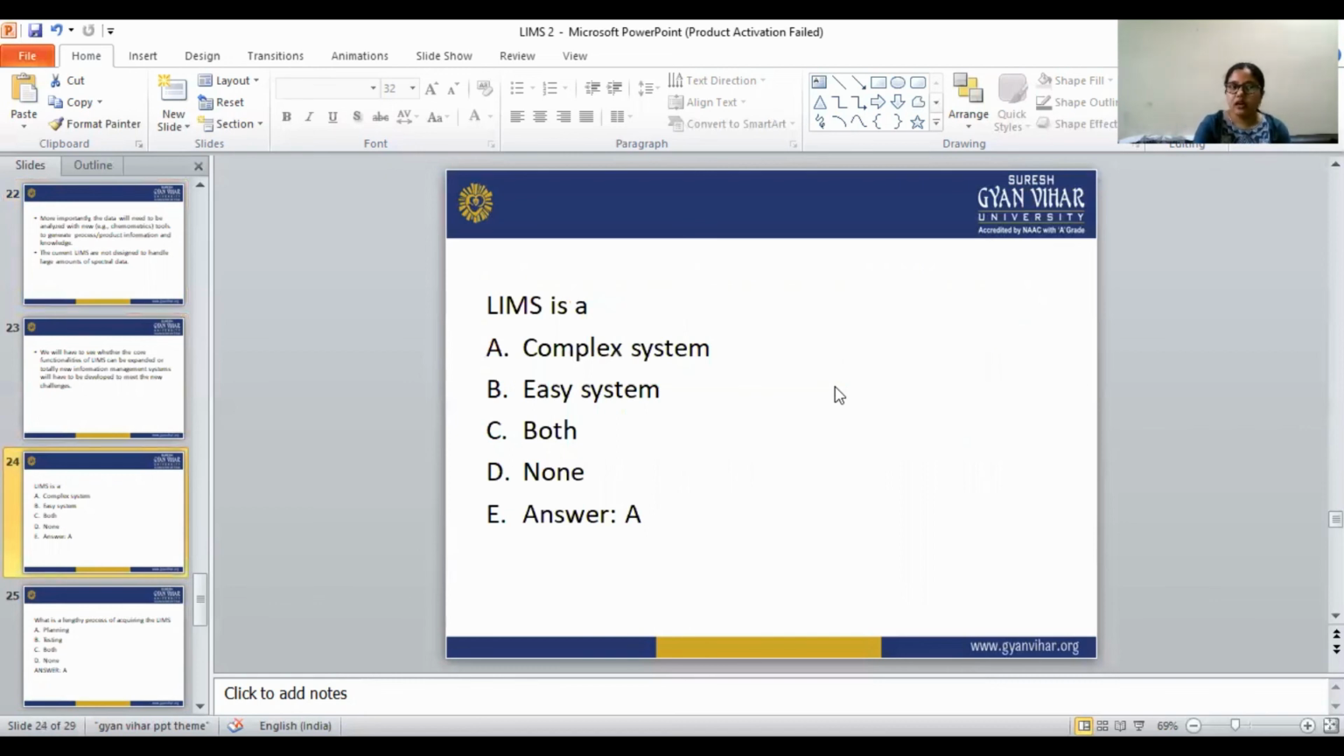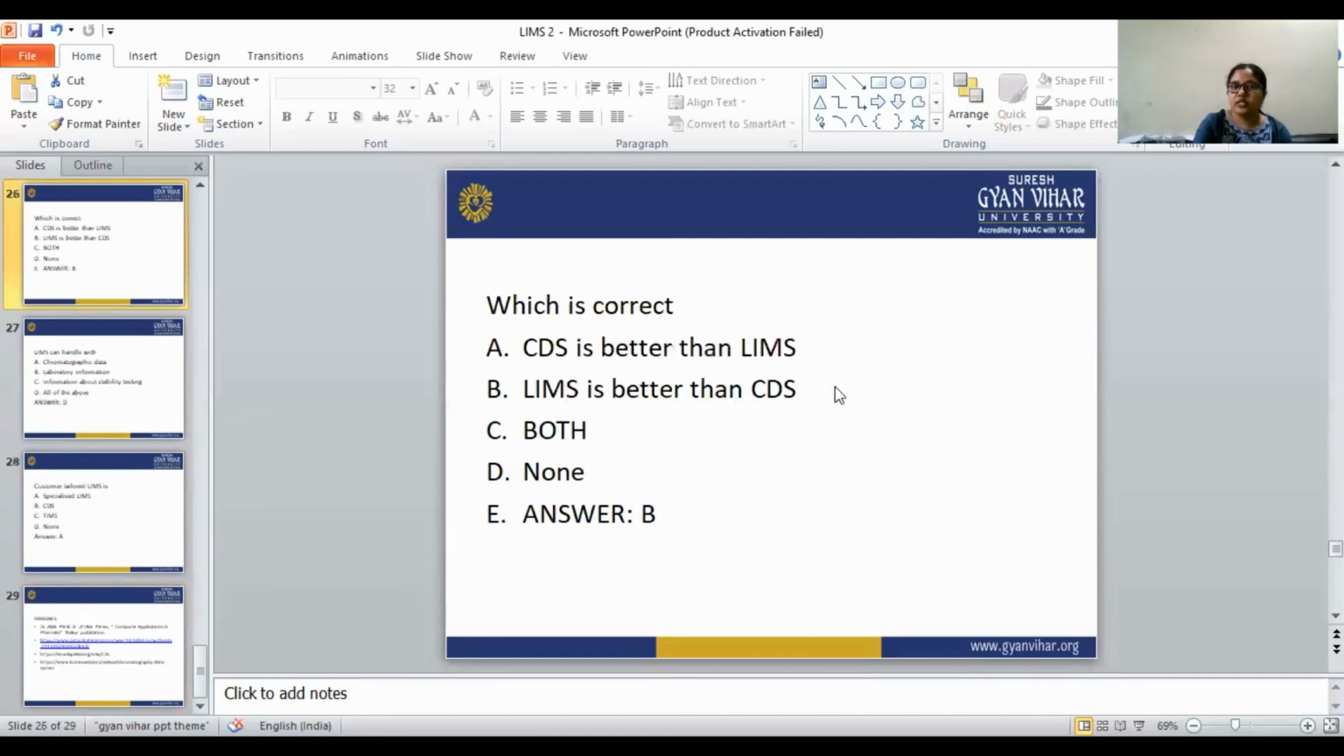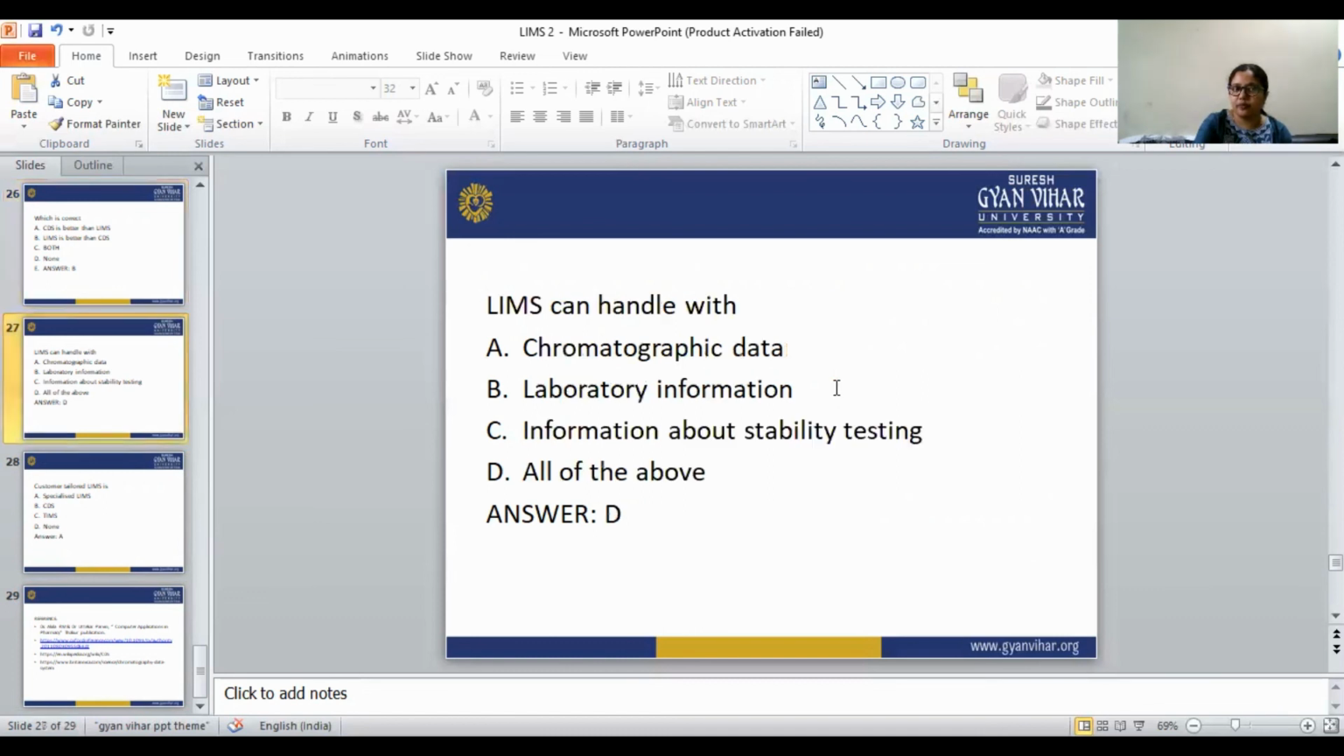So let's see some MCQs regarding this topic. LIMS is an easy process, complex system, both or none? The correct answer is A, complex system. What is the lengthy process of acquiring the LIMS? Testing, planning, both or none? Planning is the lengthy process of acquiring the LIMS. Which is correct: CDS is better than LIMS, LIMS is better than CDS, both or none? The correct answer is B, LIMS is better than CDS.